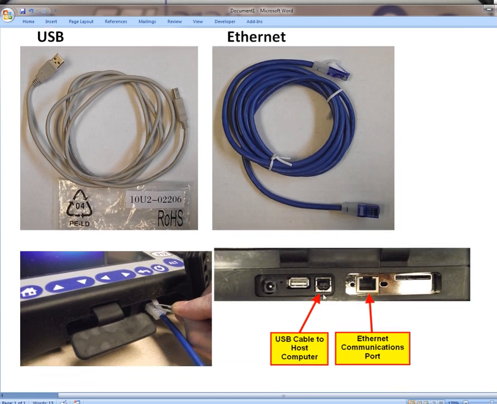Here I've got a closer view of the connectors, or the ports, at the bottom of the unit. You can see the Ethernet connector here, and you can see the USB cable port right here.